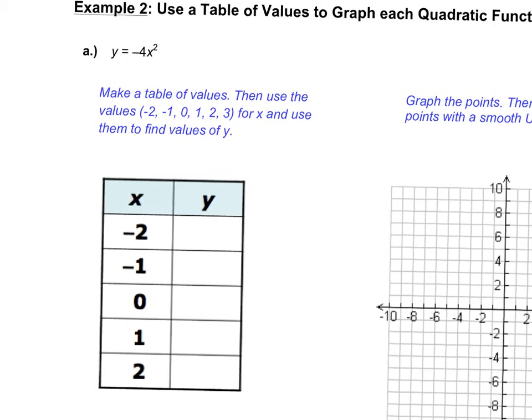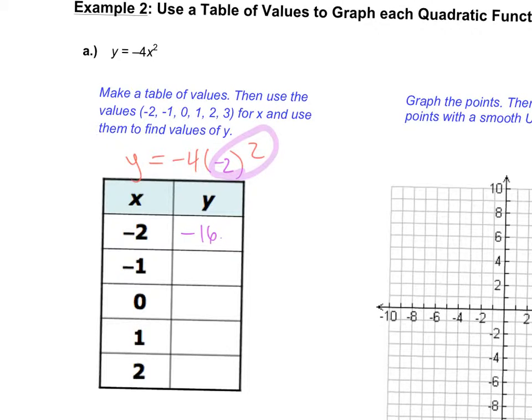So if I plugged in negative 2, negative 1, 0, 1, and 2 into the function y equals negative 4 times x squared, and then I plotted those points, I would be able to figure out what the parabola looks like. So I'm going to go quickly through the mathematics of it. If we plug in negative 2, we know negative 2 squared is 4, and 4 times negative 4 is negative 16.